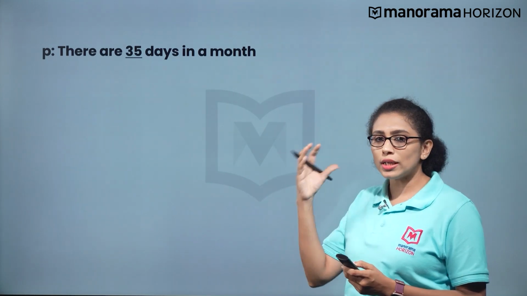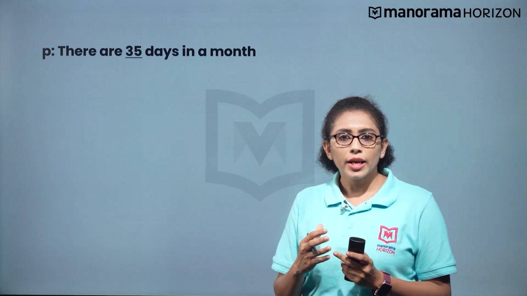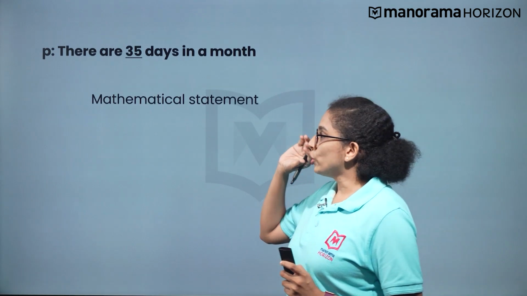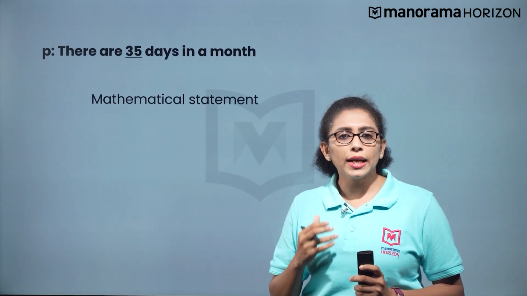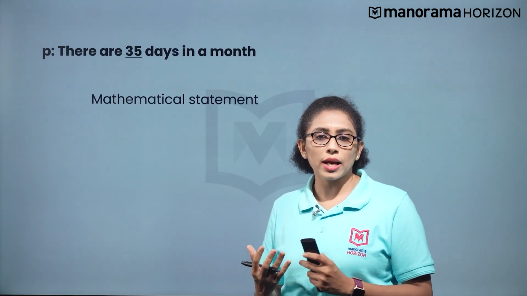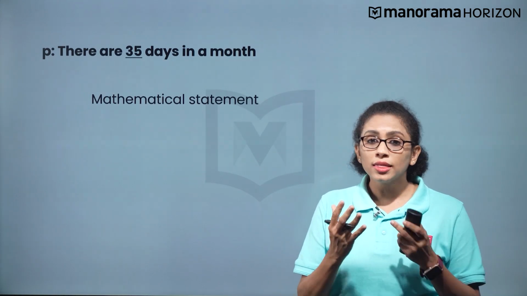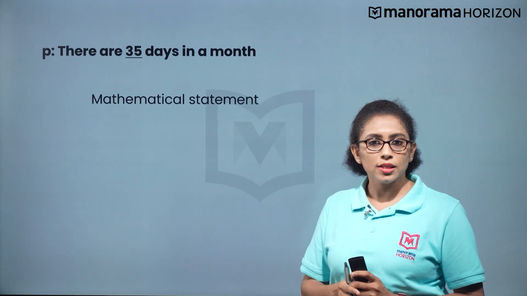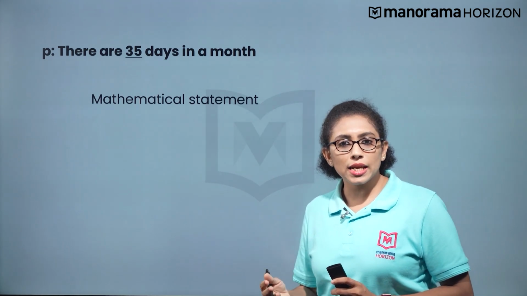There are 35 days in a month. We have doubt that this sentence is not a statement because it has a variable time. That is, it is not for all months. But this statement is not ambiguous because it clearly says it is false. That is, every month has maximum 31 days. It is false that it has 35 days. It is a mathematical statement.